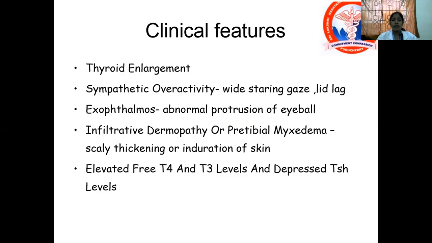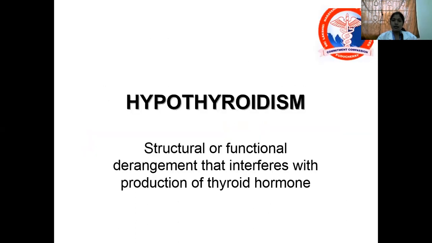What are the clinical features of Graves' disease? There is diffuse enlargement of the thyroid gland. There is sympathetic overactivity. There is wide staring gaze and lid lag. And there is exophthalmos. Exophthalmos means abnormal protrusion of the eyeball. There is infiltrative dermopathy or pretibial myxedema, elevated free T4 and T3 levels, and depressed TSH levels.